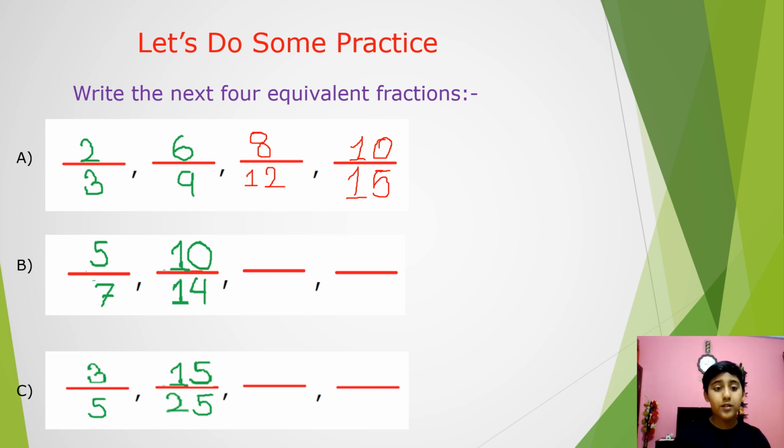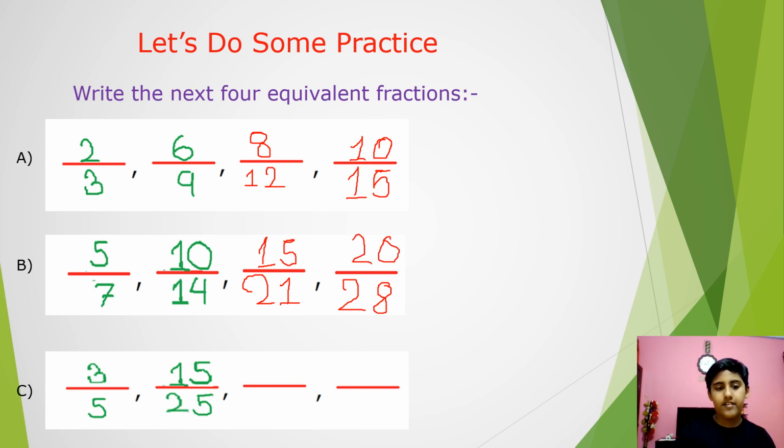Moving on to the next example, 5/7, 10/14. So after 10, what comes in the 5's table? 15 comes. And after 14 in the 7's table, 21 comes. And after 21 in the 7's table, 28 comes. And after 15 in the 5's table, 20 comes.